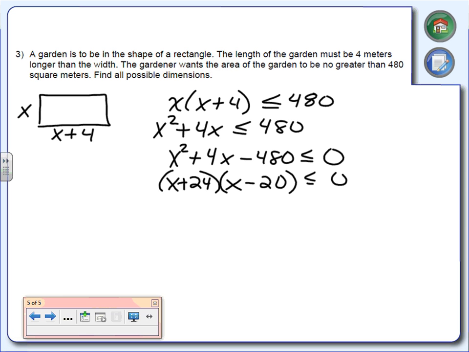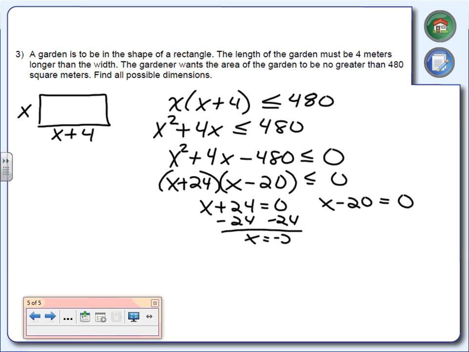Now that I have those factors, I can actually find the roots. We're going to take each one of these factors, set them equal to 0, and solve. So one of them is a negative 24, and the other is going to be a positive 20.